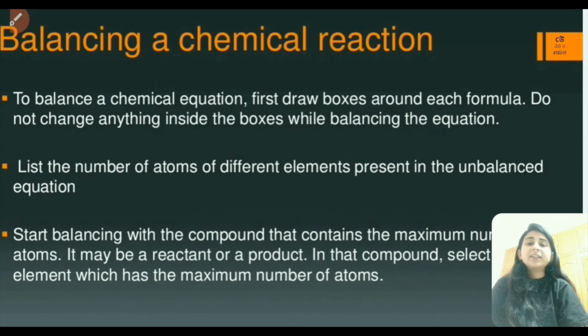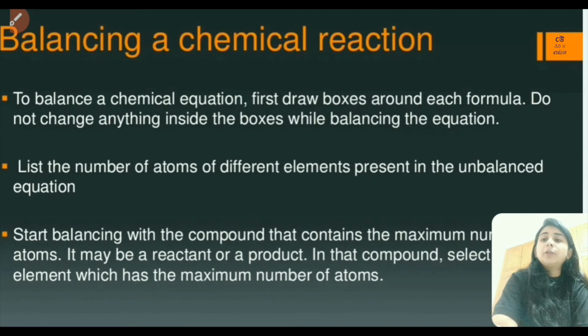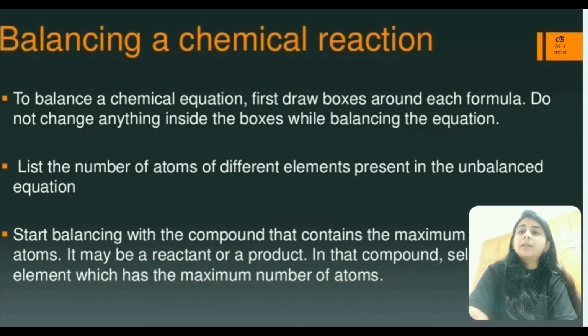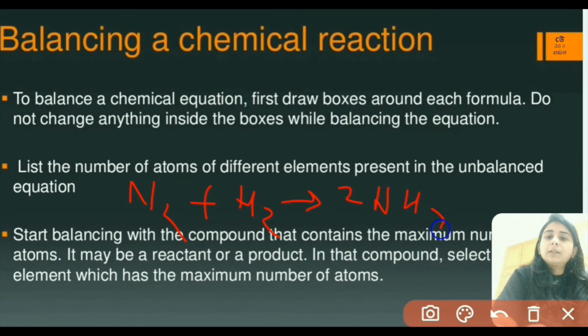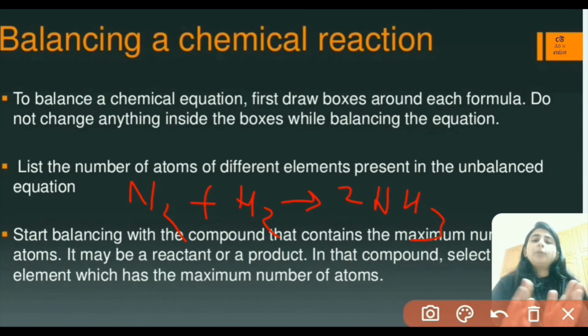First, draw boxes around each formula. Do not change anything inside the boxes while balancing the equation. List the number of atoms of different elements which are present in an unbalanced equation. So students, here I am going to write one simple equation, that is N2 plus H2 makes 2NH3, and we are going to balance this equation.